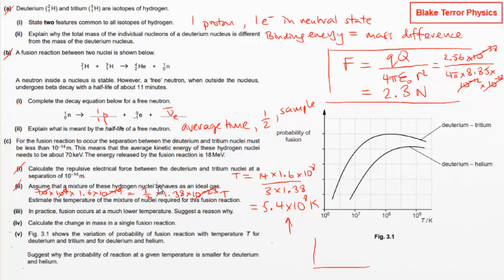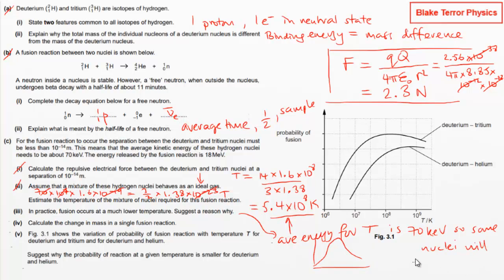So we've got a distribution, assuming they're behaving like an ideal gas, which is what we've said there. Then you've got a range of energies for the particles. This is just the average energy. So you can say here that the average energy for this temperature is 70 keV. So some nuclei will have more energy than this, which will be enough energy to then fuse.